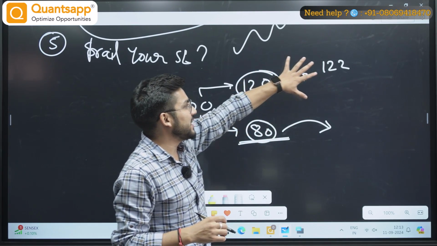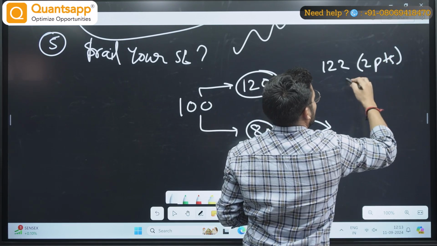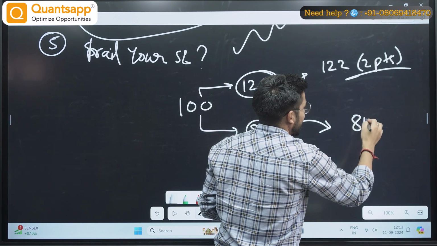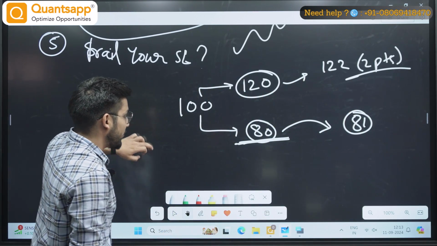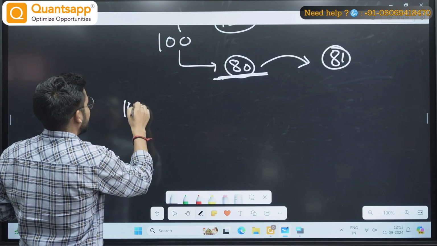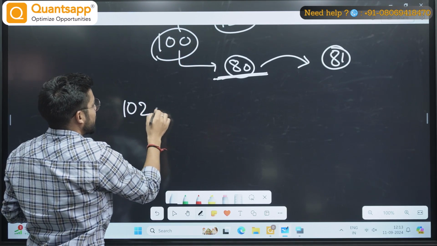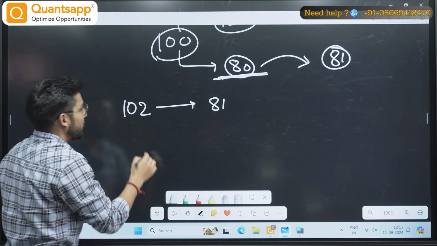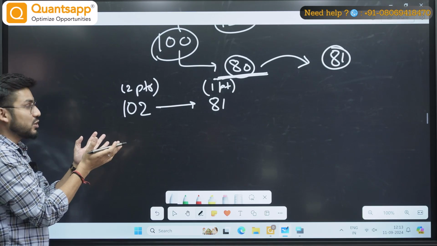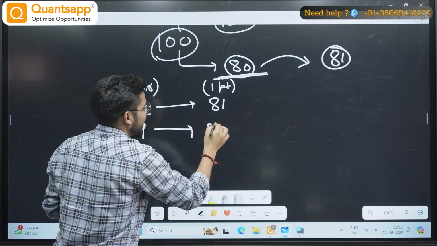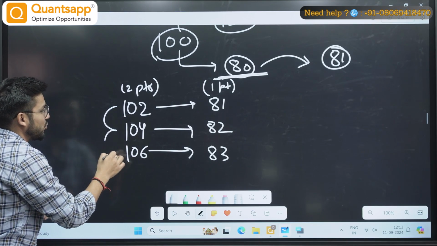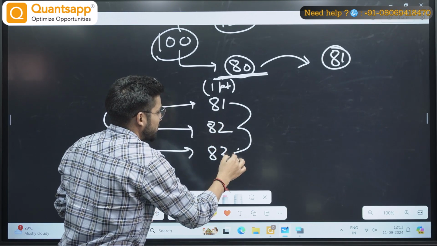No, if your market moves by 2 points, just trail your stop loss by 1 point. Right now your stop loss is 80, so you can trail it to 81. And similarly it will go on. If the market has moved from 100 to 102, I am taking my stop loss to 81. For every 2 points the market moves, I'll shift my stop loss by 1 point. This is how you can trail your stop loss. If the market moves to 104, I'll shift my stop loss to 82. Similarly at 106, I'll shift my stop loss to 83. So for every 2 points move in the market, I am trailing my stop loss by 1 point.